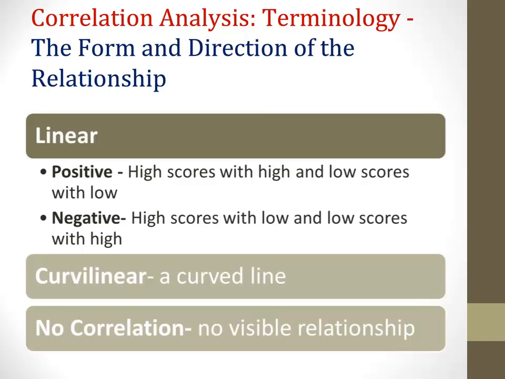Finally, there's also no correlation between the variables. That is, on a scatter plot, what you see is that dots are randomly everywhere. There's no relationship between the two variables.